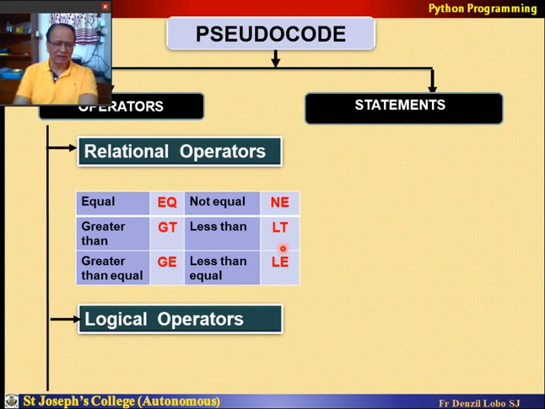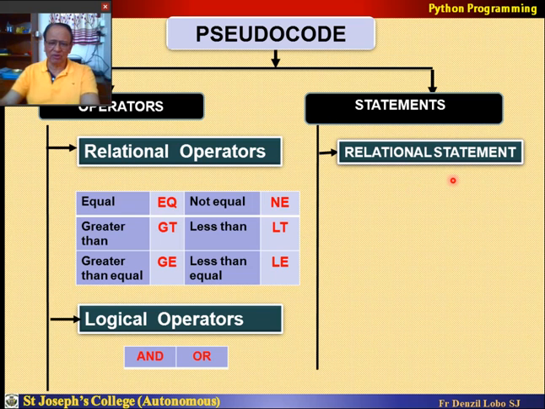And there are logical operators: there are 2, and and or. We will come across them maybe in the third lecture from now. These are also important to make what is called a compound sentence. We have in English also simple sentences and compound sentences. A compound sentence is made by combining with and, or, etc. From these relational operators, we have what is called the relational statement first.